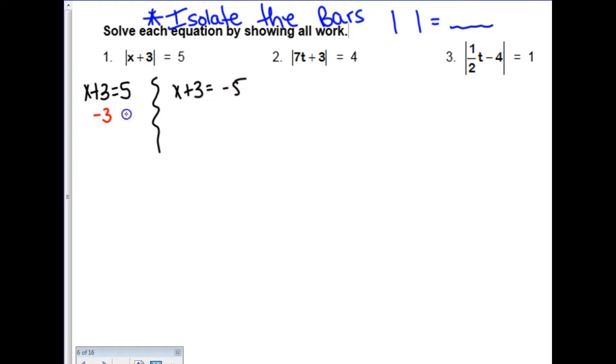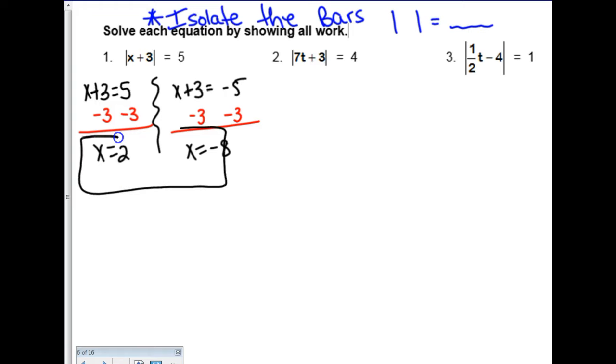All right, so we're going to subtract 3. Then x equals 2. First solution, same work, different solution though. When I subtract 3 over here, I get x equals negative 8. So I just got 2 solutions. Which one's correct? Both. Whoops. Don't cross off your answers. That was an 8. All right, number 2.